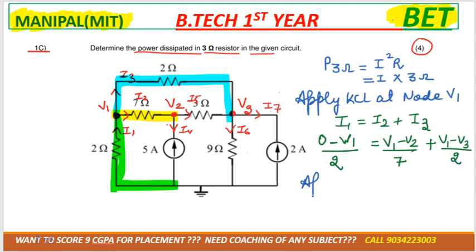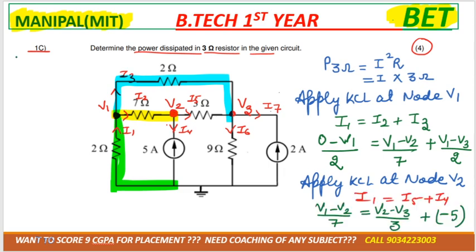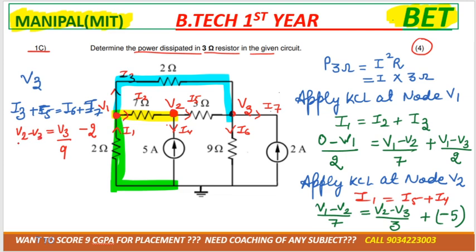Now after that apply KCL. You have to write it properly like this, okay? That you are applying KCL at node V2. Now this is for node V2. Next, apply KCL at node V3. So I3 and I5 are incoming currents, I6 and I7 are outgoing currents. I7 is how much? Minus 2. I6 is how much? V3 by 9. I5 you already know, V2 minus V3 by 3. I3 is V1 minus V3 by 2.